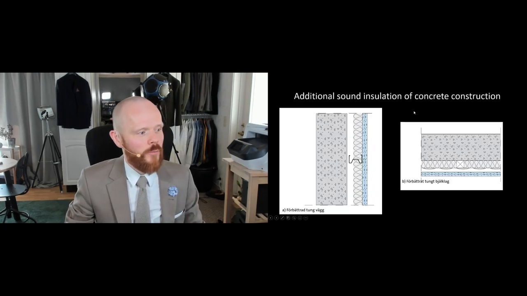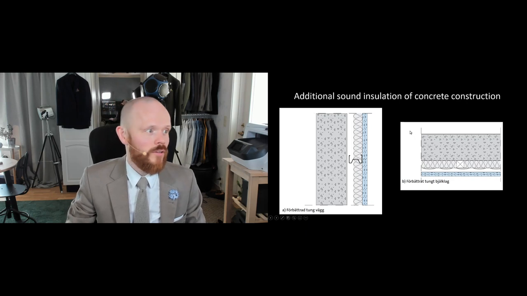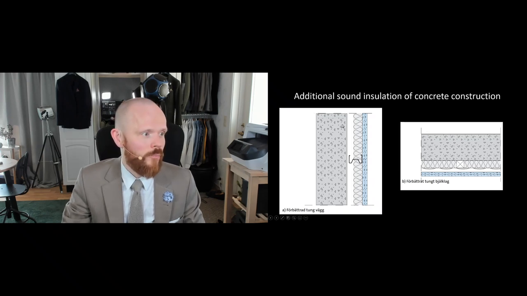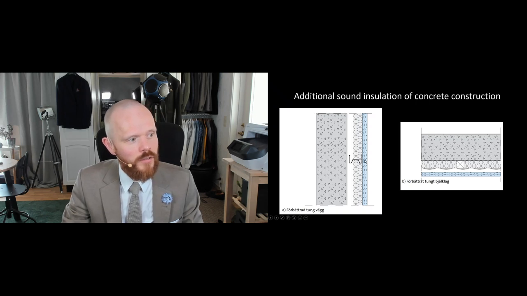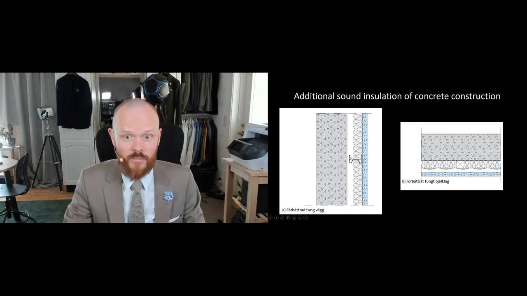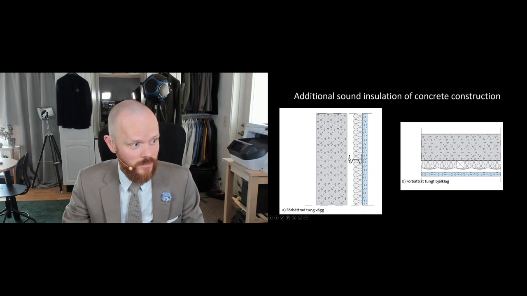Then we have here examples of how you can improve sound insulation. If you want to add some additional sound insulation on a concrete construction, here's how you could do it. You have the old concrete wall, and then you put up a new stud, a new frame system, and a double layer of gypsum. But the important thing here is that it should not touch. You need an air gap here, because if this is connected, you lose a lot of sound insulation. It's catastrophic. You have to get it a bit out.